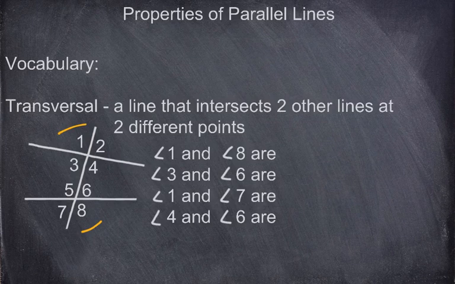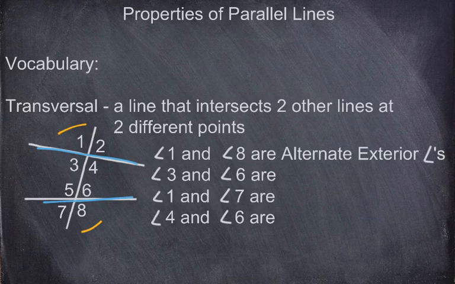Not only that, but are they on the interior of your two lines, or are they on the exterior? So basically, are they in between the two lines, or on the outside? In this case, they are exterior of the two lines. So therefore, the name of these angles is alternate exterior angles. Again, they're on alternate sides of the transversal, on the exterior of the two lines that the transversal is crossing. So again, we're going to classify them by their location.